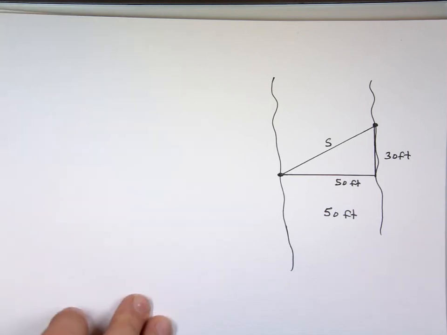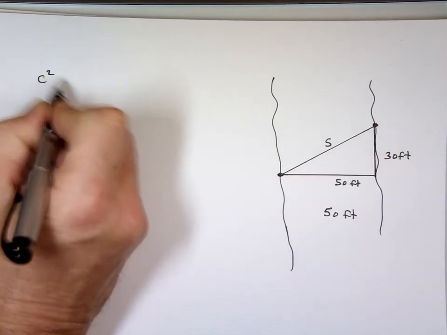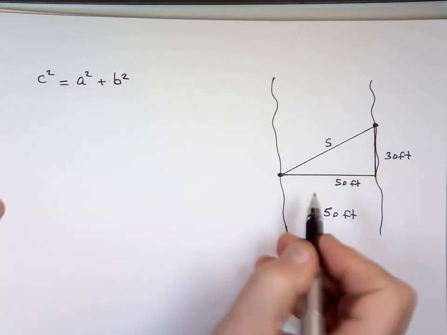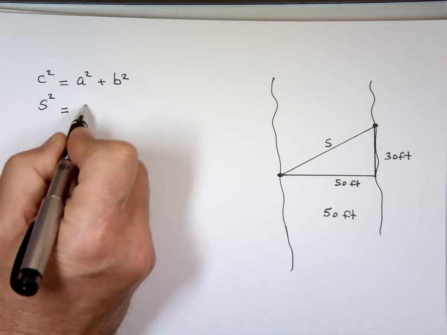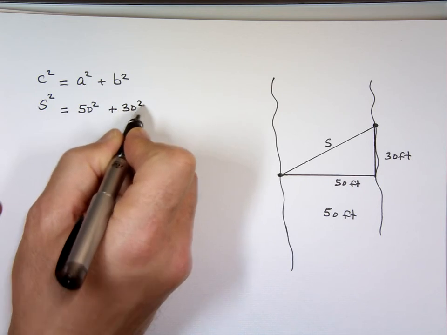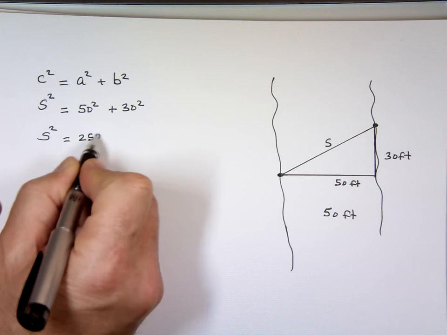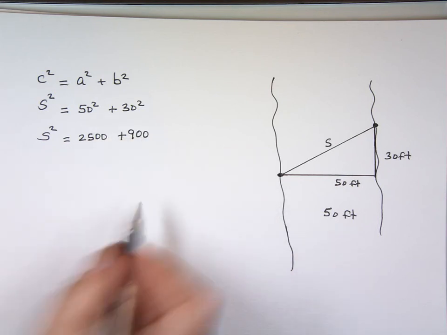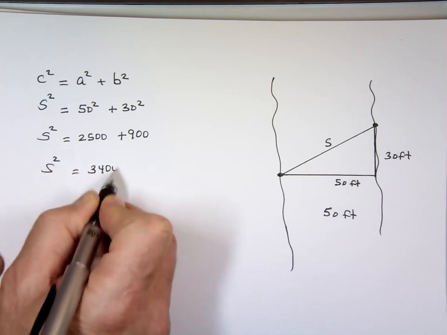Well, let's see. Pythagorean Theorem. It says this side squared equals a squared plus b squared. I'm looking for that. That's S. A is 50, square it. B is 30, square it. 2,500 plus 900. 3,400. What's S equal to?